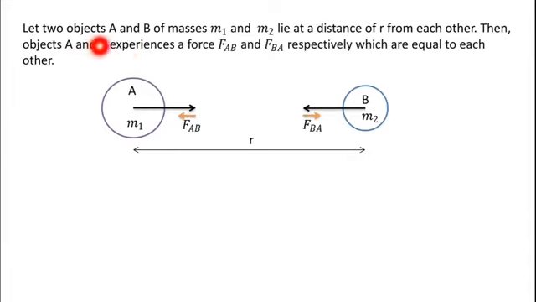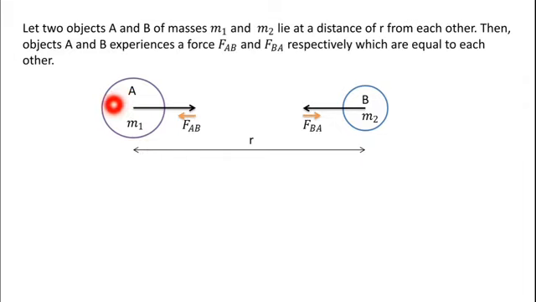So here we have considered two objects A and B of masses m1 and m2 respectively, which are lying at a distance of small r from each other. Now try to understand this figure. Here in this figure you can see that there are two objects, object A of mass m1 and object B of mass m2, and r is the separation between their centers.